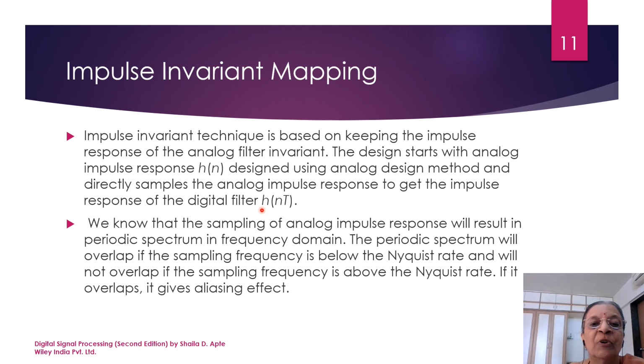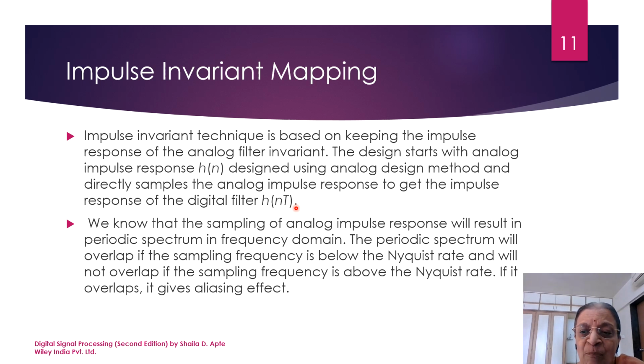That is, the impulse response H of s will be mapped onto H of nT, that is, S domain to Z domain. We know that the sampling of the analog impulse response will result in a periodic function in the frequency domain. So what we are doing is taking the impulse response in the S domain and sampling it, putting t equal to nT.